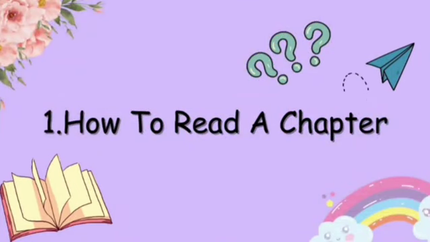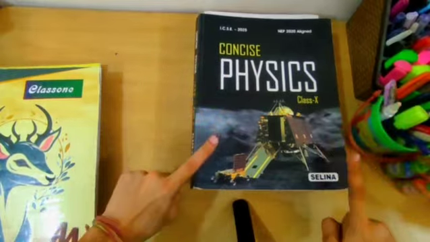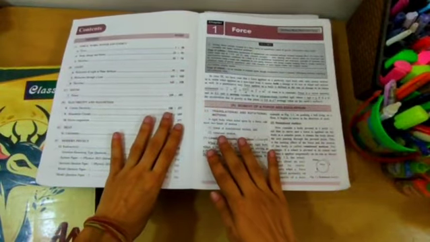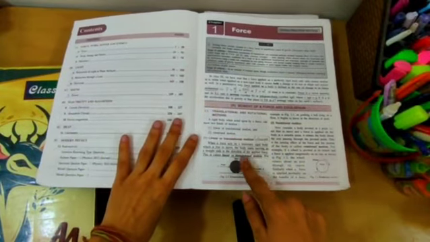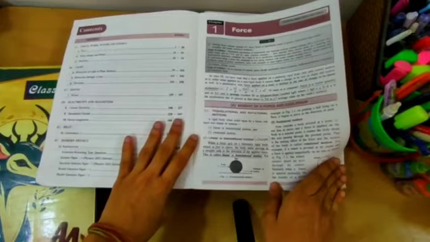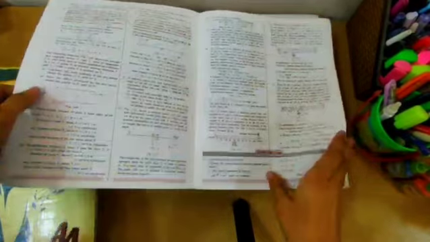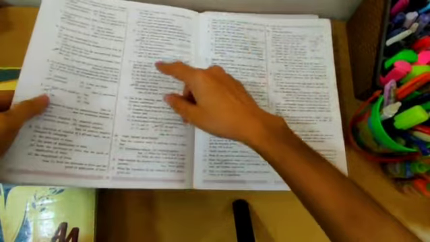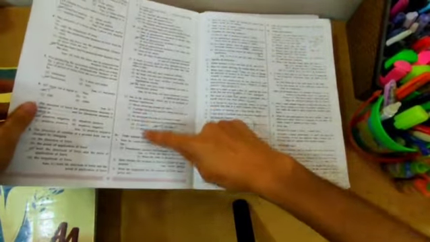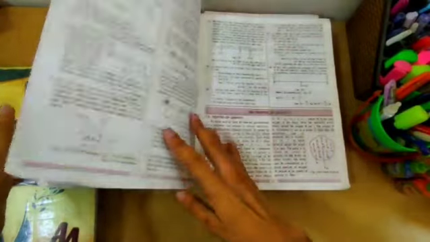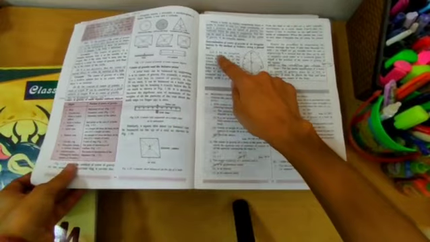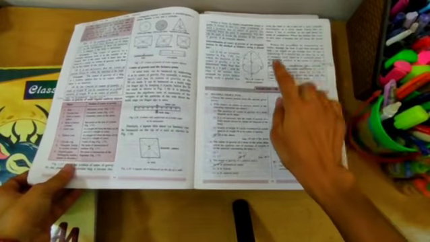Step number 1, how to read a chapter. First you have to start with the Concise book, obviously. Taking chapter number 1, the very first thing you have to do is read the chapter and underline the important points like I have. After that you should solve the examples which are given, and the objective types are very important, and after this you should do the numericals which are given. And you should also cut the parts which are not in the syllabus.